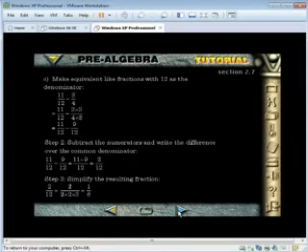C. Make equivalent like fractions with 12 as the denominator. 11 over 12 minus 3 over 4 equals 11 over 12 minus 3 times 3 over 4 times 3 equals 11 over 12 minus 9 over 12. Step 2. Subtract the numerators and write the difference over the common denominator. 11 over 12 minus 9 over 12 equals 11 minus 9 over 12 equals 2 over 12. Step 3. Simplify the resulting fraction. 2 over 12 equals 1/6.